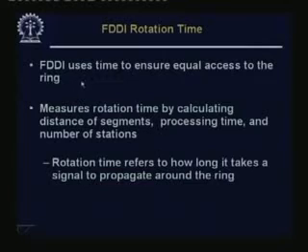FDDI rotation time. FDDI uses time to ensure equal access to the ring, and measures rotation time by calculating the distance of segments, processing time and the number of stations. So, this is the time you expect a packet to move around the entire ring. Rotation time refers to how long it takes for a signal to propagate around the ring.